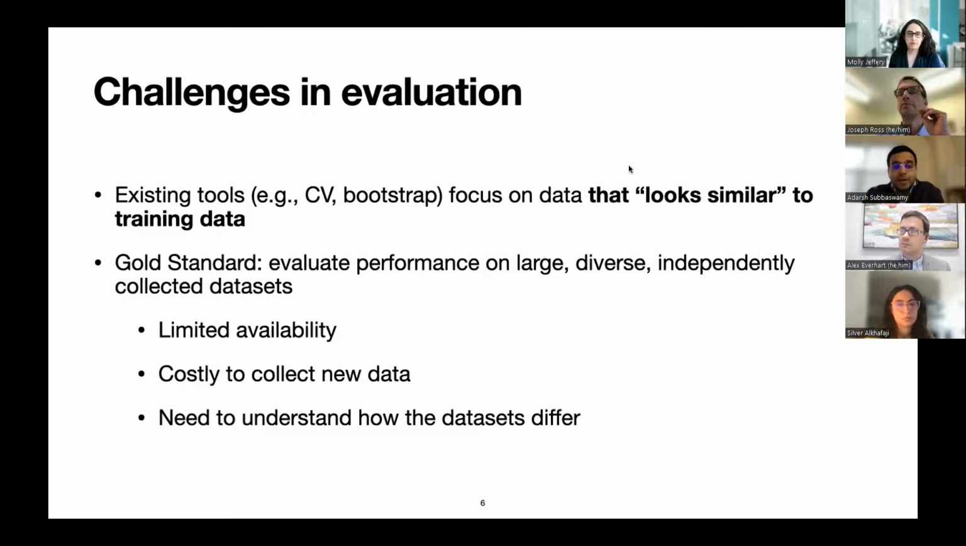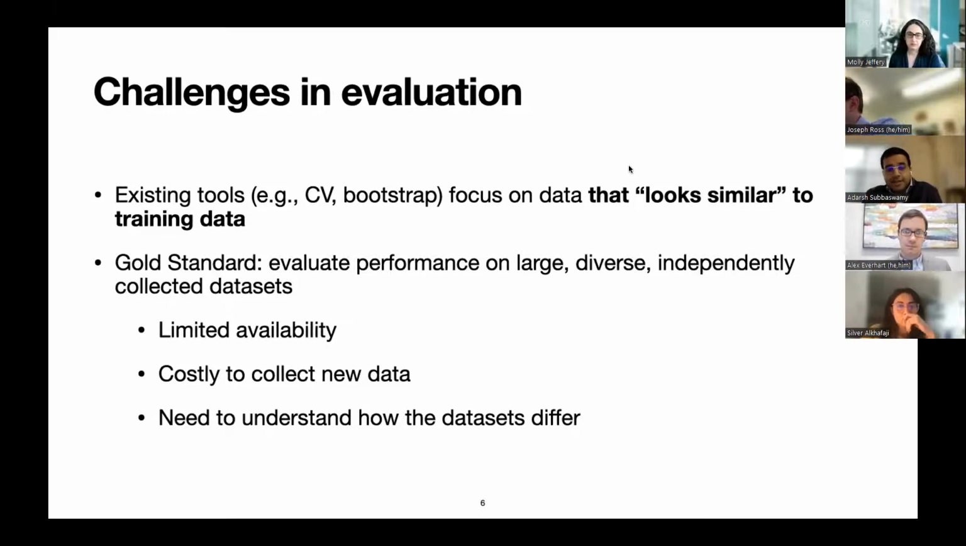So when we're interested in external validity, the gold standard has been to evaluate performance on large, diverse, independently collected data sets. So essentially to just empirically evaluate performance on new data sets. But this has a number of limitations. One, we're limited by the availability of these data sets. And in particular, when we're talking about providing evidence prior to the approval of a device, it's hard to have access to a large number of evaluation data sets.